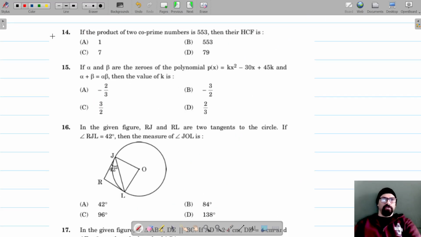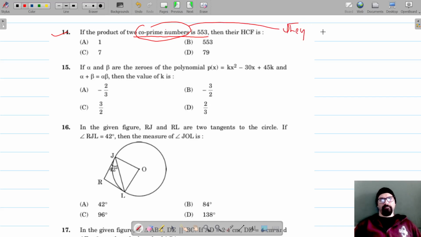Question number 14, it's given that the product of co-prime numbers is 553. Now the co-prime numbers are the numbers which are not divisible by any other number except 1. So the co-prime numbers are only divisible by 1. So that means their only factor is 1. So if only factor is 1, that means their HCF is 1. So for co-prime numbers, HCF is always 1.